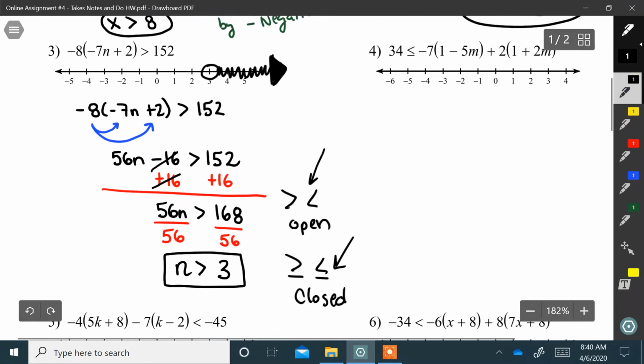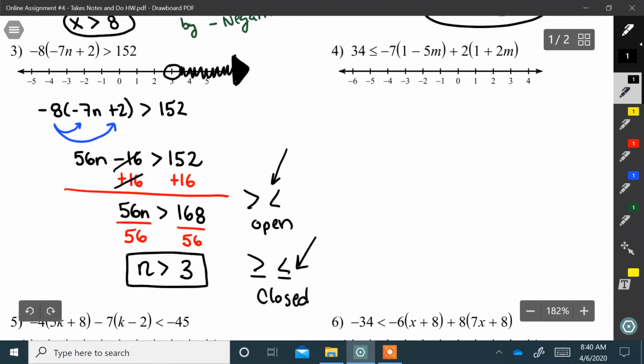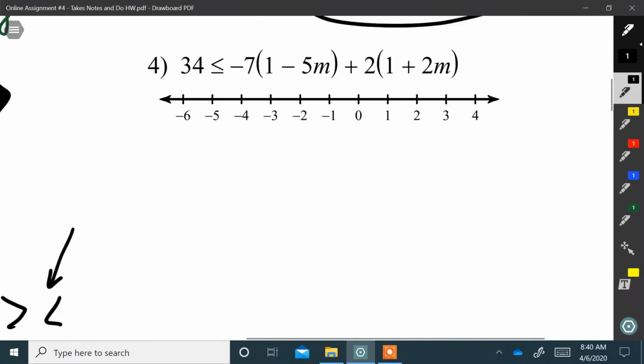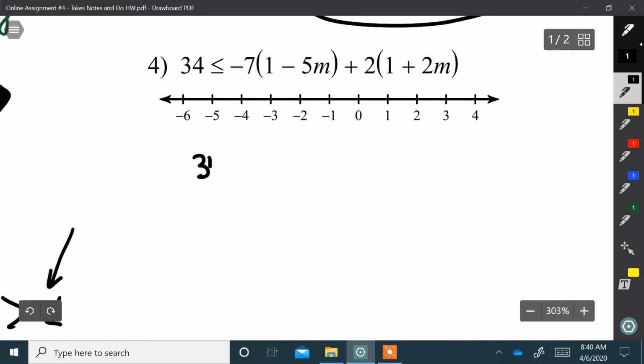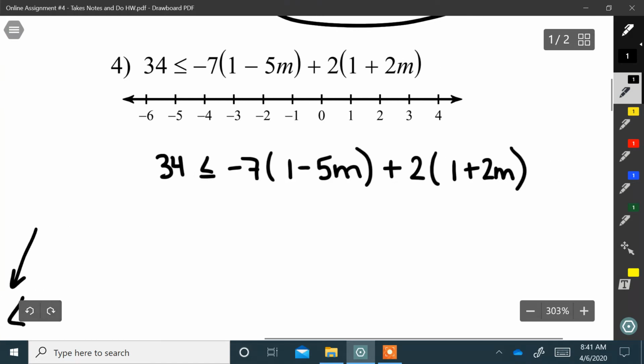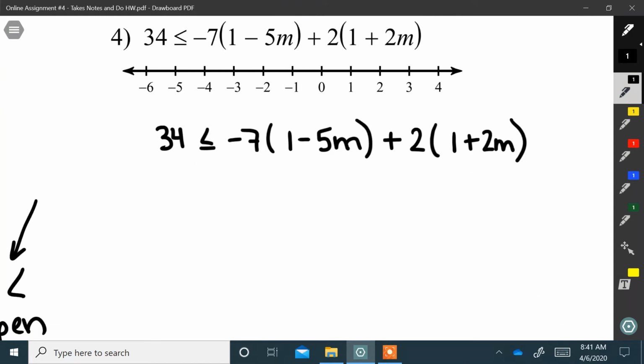All right, let's keep going, guys. Number 4 is going to be a little more challenging. There is a lot more distributing and more going on, but I'm sure we are able to do it. We got 34 less than or equal to. The great thing about doing a video, guys, is you can always repeat it. If you get confused, you can watch all the steps again, and you could pause it. If you're taking notes, you can always pause it and then continue with your notes.